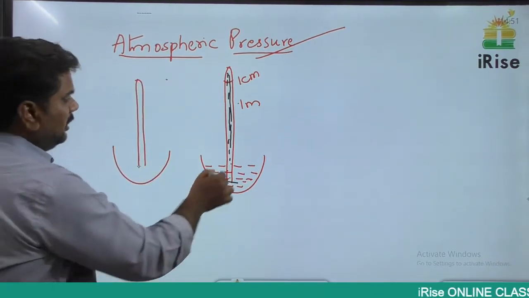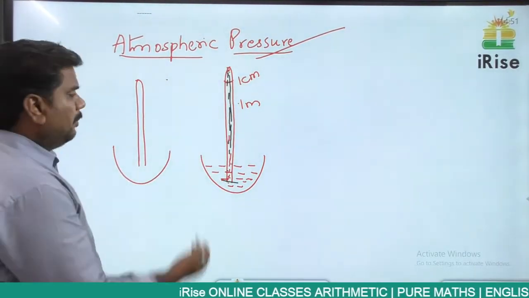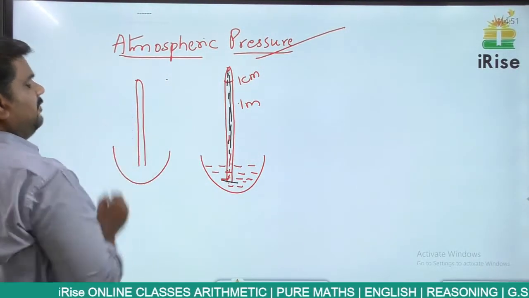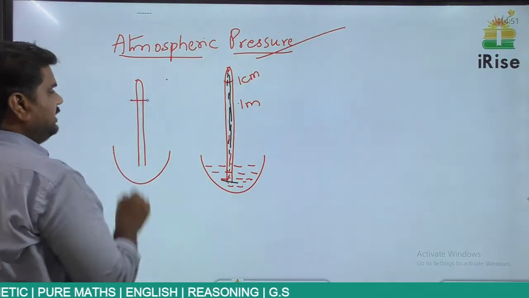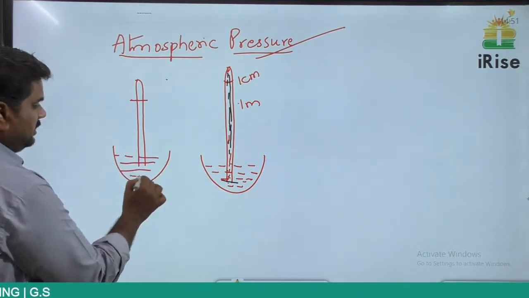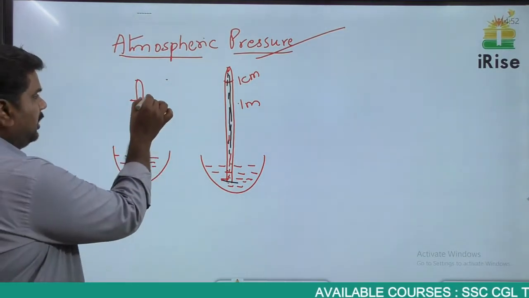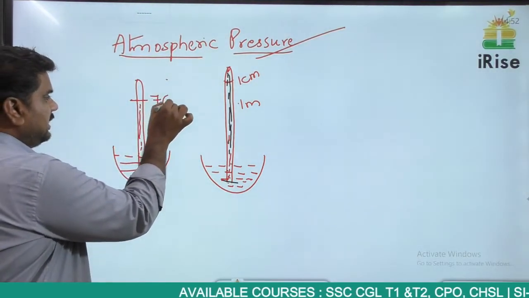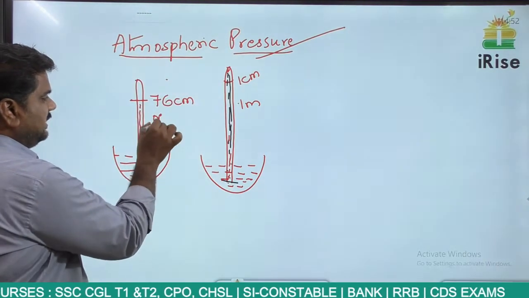Right? Initially, the glass tube is completely filled with mercury up to this particular point. The moment you are inverting it, the level of mercury in the glass tube starts coming down, starts decreasing, and it stops at one particular point. So here in this case, the mercury is like this. The mercury is present only up to one particular point. So the mercury decreases and stops at a particular value of 76 centimeters.